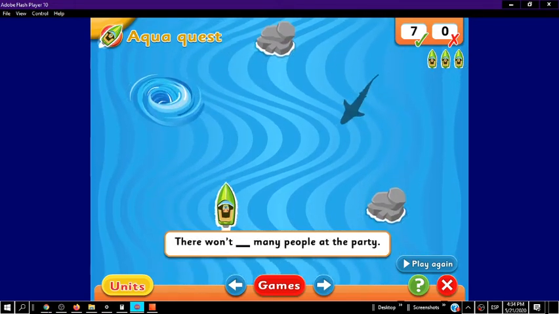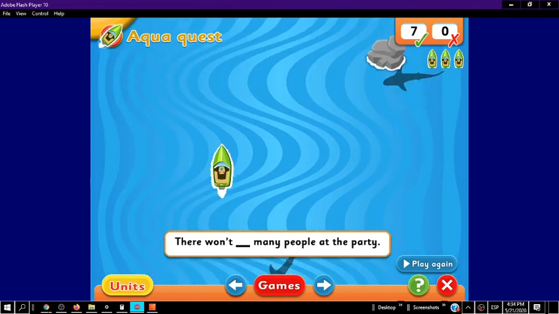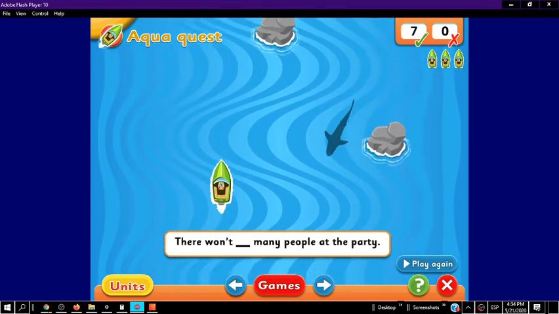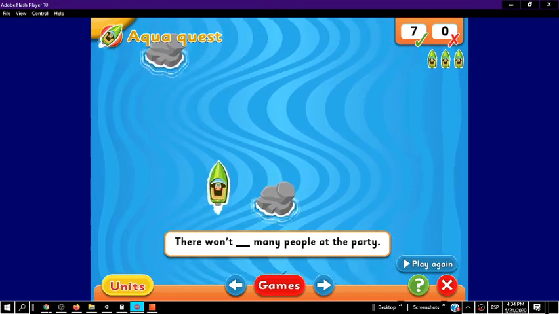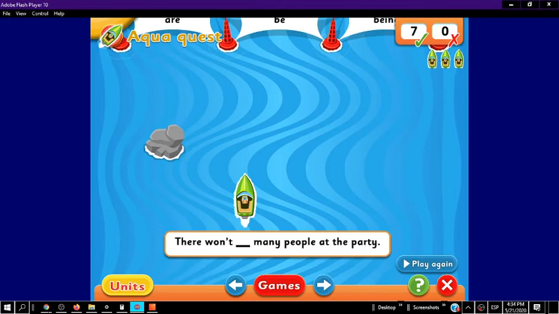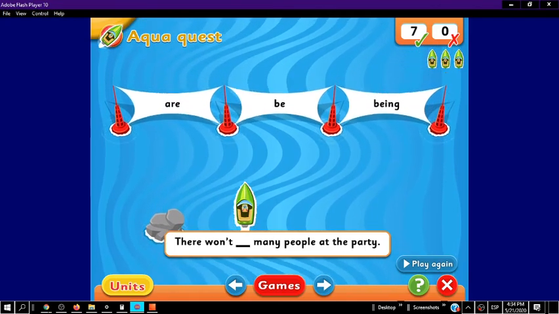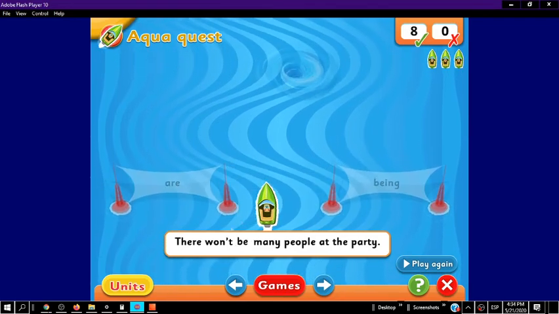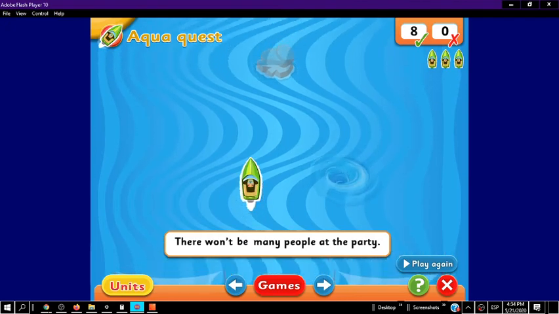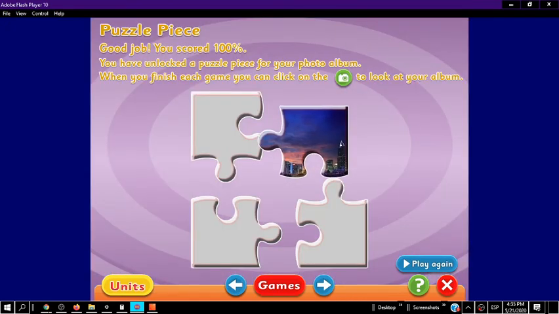Okay. There won't blank many people at the party. We're looking for a verb. We don't need an infinitive verb, so to is not going to be my answer. There won't be or there won't are many people. There won't be many people, right? We're talking about the fact that there is not a lot of people there. There won't be many people at the party. There won't are many people doesn't make any sense.